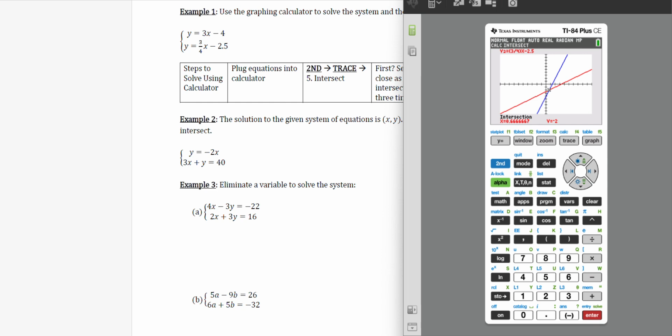So how do you move the cursor in a way that stays on the line? The nice thing is that when you do the second trace intersection, when you move the cursor to the right and to the left, it will only stay on the line. When you do trace, or if you're just not in any of the modes, you can move the cursor just across the graph.